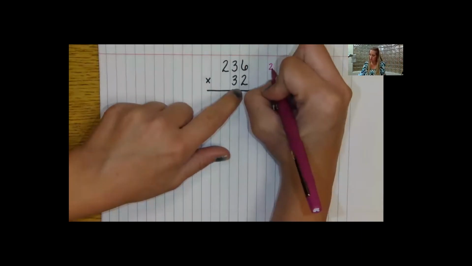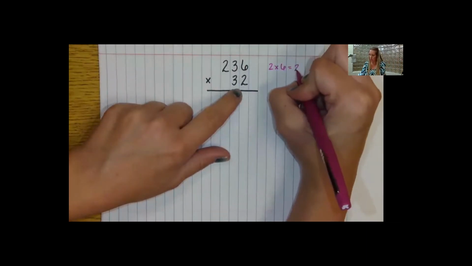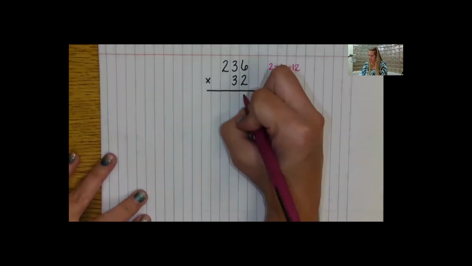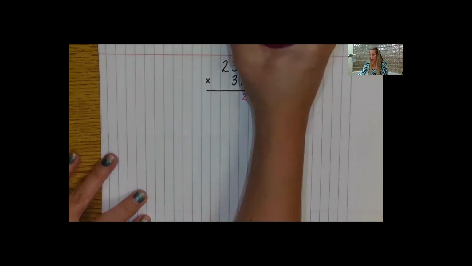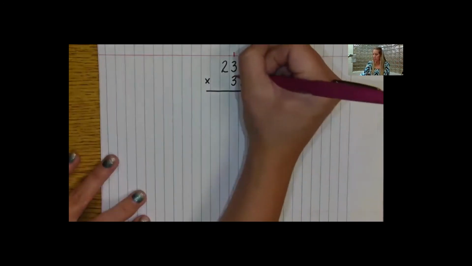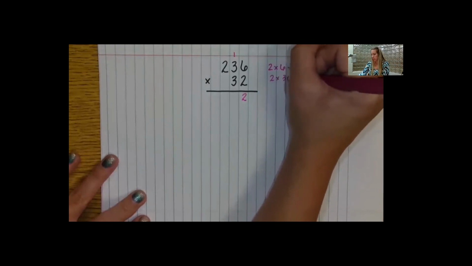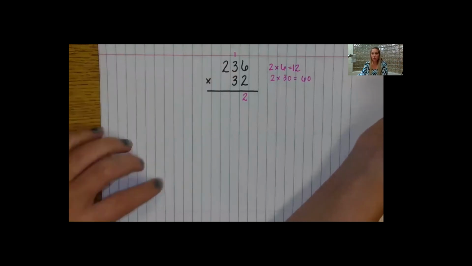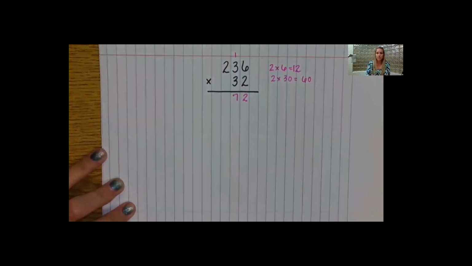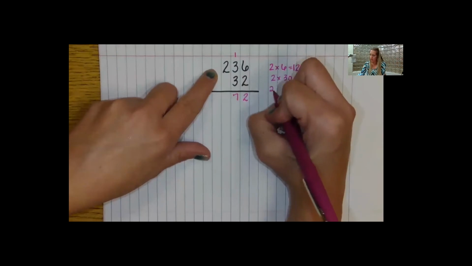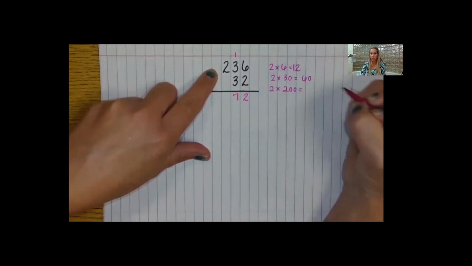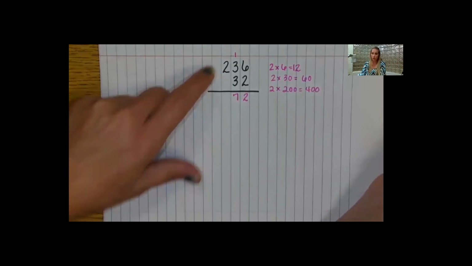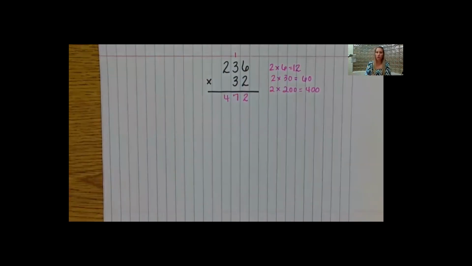So let's start. 2 times 6 is 12. What do I do from here? That's right. I put down a 2 in the ones place and I regroup my 10. Now I'm going to go to the 30. 2 times 30 equals 60, plus the 10 I regrouped is 70. Now I'm going to go to the 200. 2 times 200 is 400. I didn't have anything regrouped, so I'm just going to write 4 in the hundreds place.